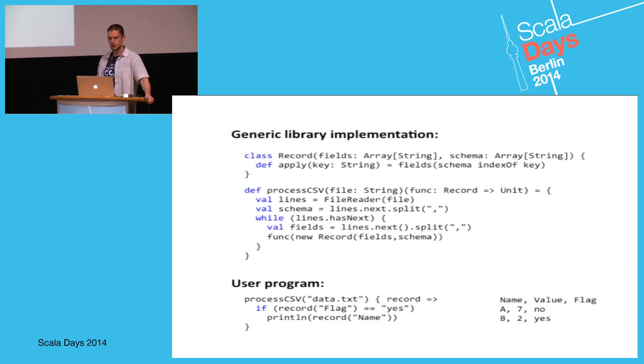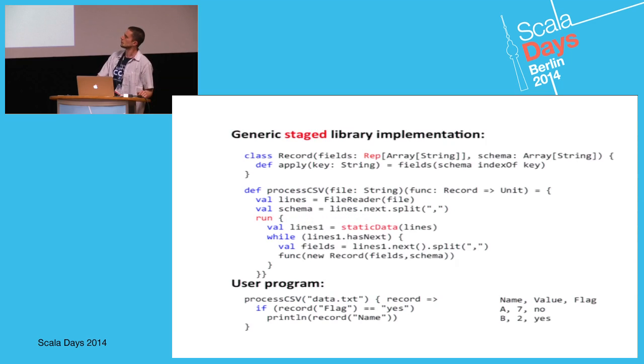So let's apply this idea to our little data processing engine here. And it turns out that we don't need to change many things, right? So here's our generic library implementation. And if we want to stage it, then basically all we need to do is this. So we need to change in the definition of the record class. We need to change the fields array from Array[String] to Rep[Array[String]].